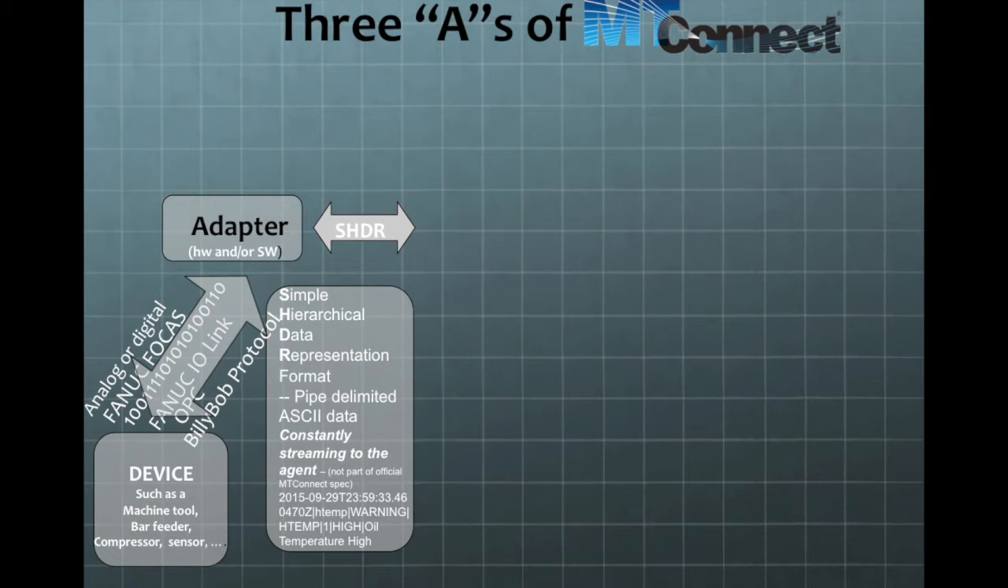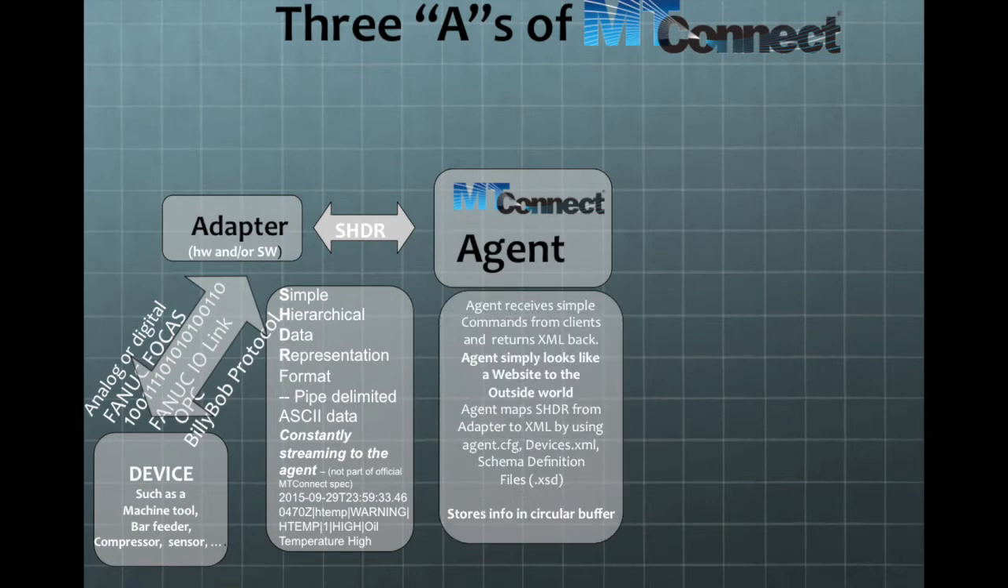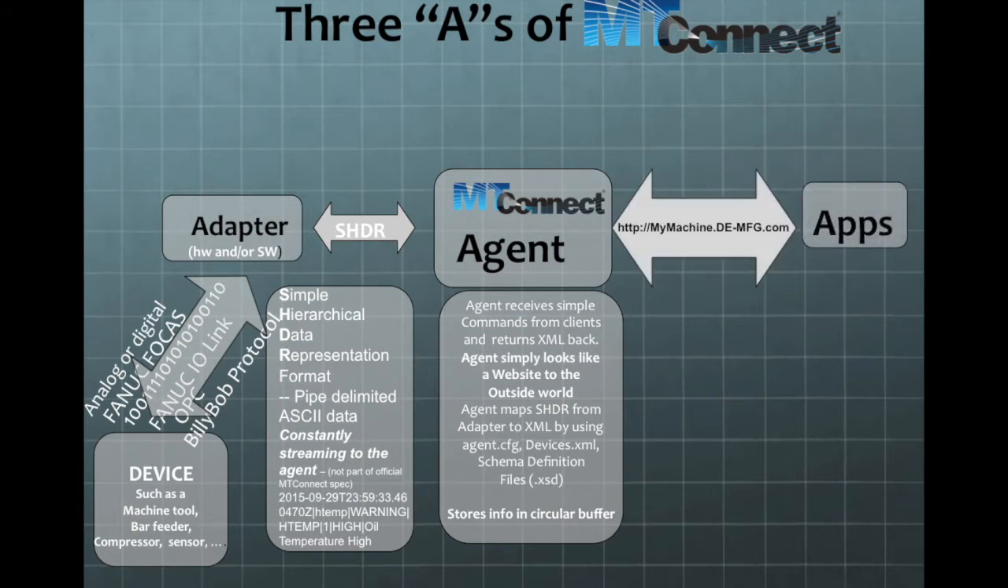One thing to point out is a new agent is being worked on that will have more inputs as well as more outputs. So I'm talking about the agent and the architecture and the adapter here that has been around since the beginning. So here we see the MTConnect agent. It receives SHDR from the adapter, and the way to think about the agent is that it is a piece of software that sits between the adapter and the apps.